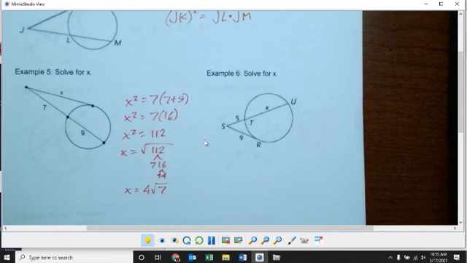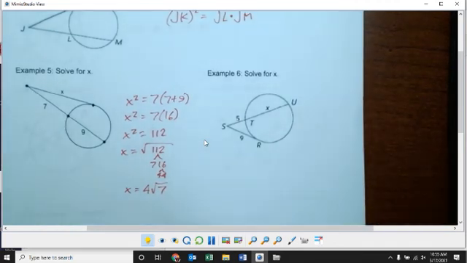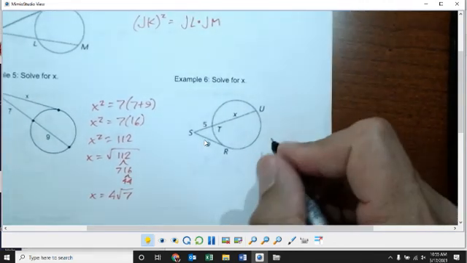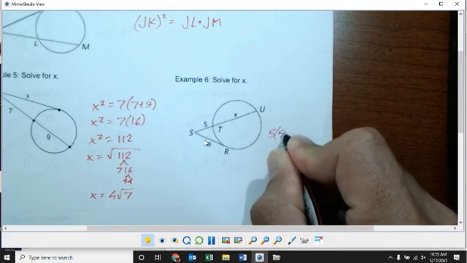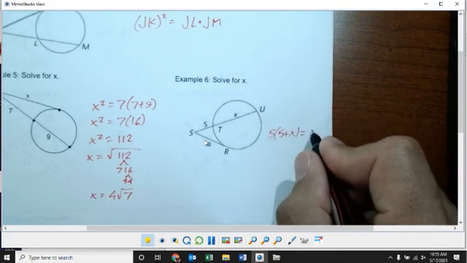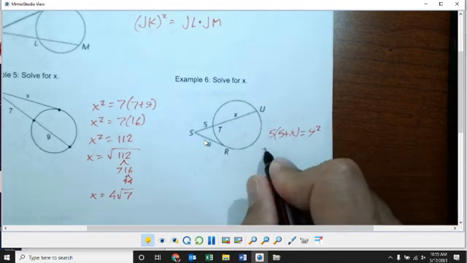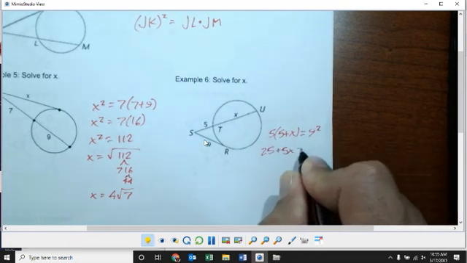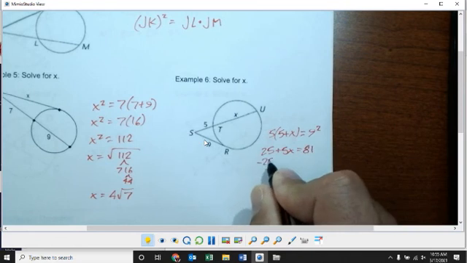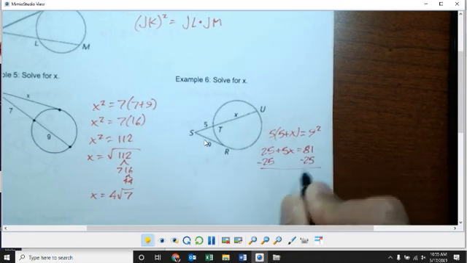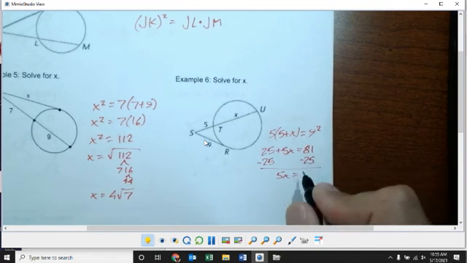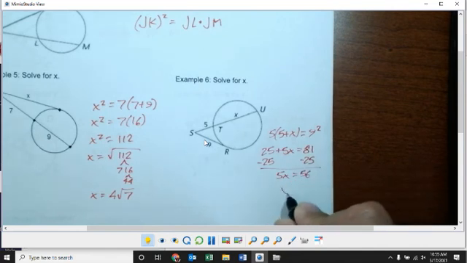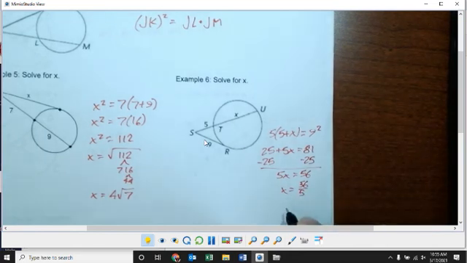All right, take some time, do example 6, pause your video. And welcome back for the solution to example 6. Here we are going to say 5 times 5 plus x equals 9 squared. So 25 plus 5x equals 81. Going to subtract 25. Gives me 5x equals 56. So x equals 56 over 5. Again, improper fraction, can't be reduced.